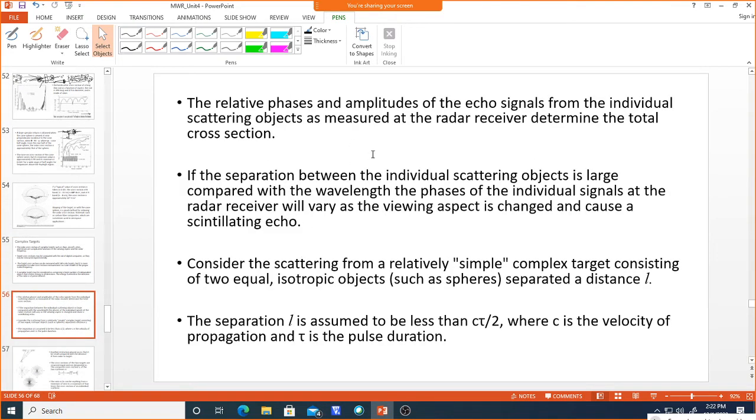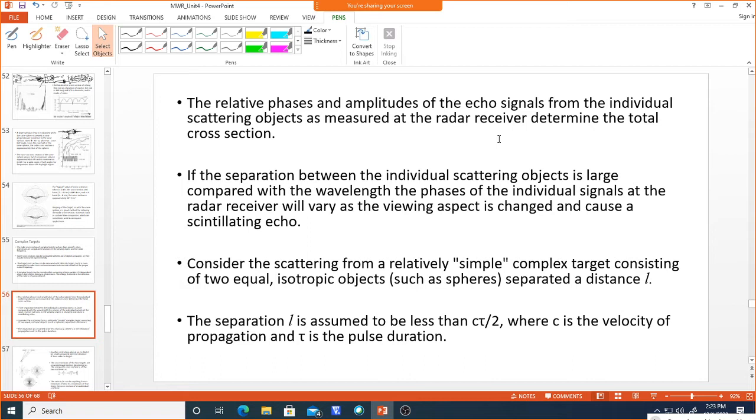So while taking the individual RCS, you have to take the relative phases and amplitudes of the echo signal from individual scattering objects, and those measured echo signal parameters at the radar receiver determine the total cross section. So this phase and amplitude of each individual scattering object is collected at the radar receiver, and we integrate all the individual radar cross sections and get the total cross section.